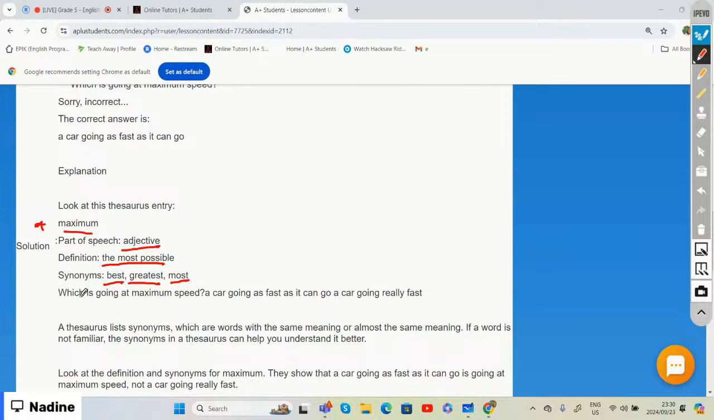So now the question is, which is going at maximum speed? Is it a car going as fast as it can go, or a car going really fast? Maximum speed. What does maximum speed mean? Does it mean option one, a car going as fast as it can go? Or option two, a car going really fast?